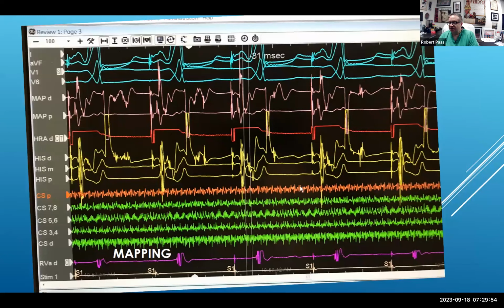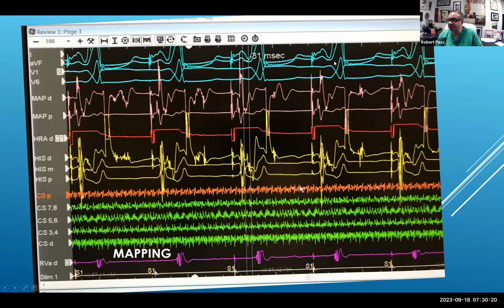So we're mapping, and I've cut forward quite a bit here, but basically what we're looking for here, in this case, we decided to pace the atrium. Sometimes when we're doing a WPW ablation, we will pace the atrium because it causes the pre-excitation to be more obvious.